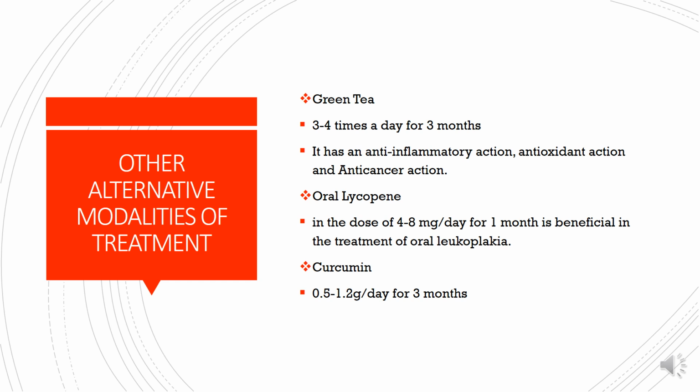Alternative modalities of treatment involve green tea 3 to 4 times a day for 3 months. It has anti-inflammatory action, antioxidant action, and anti-carcinogenic action. Lycopene in the dose of 4 to 8 milligrams a day for 1 month is also beneficial. Curcumin in the dose of 0.5 to 1.2 grams per day for 3 months can also be given.